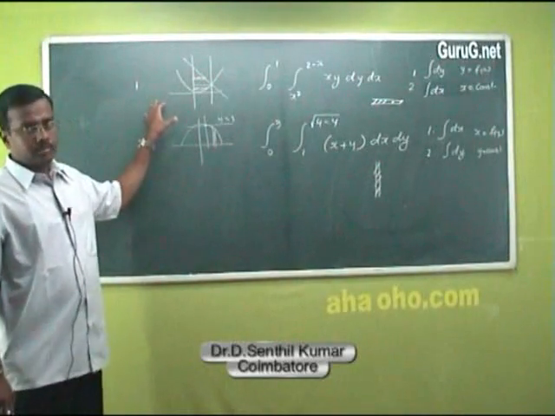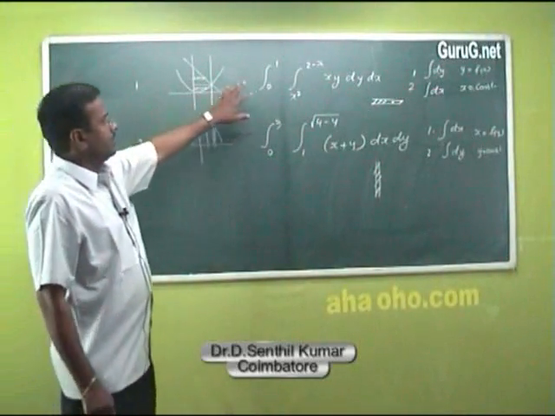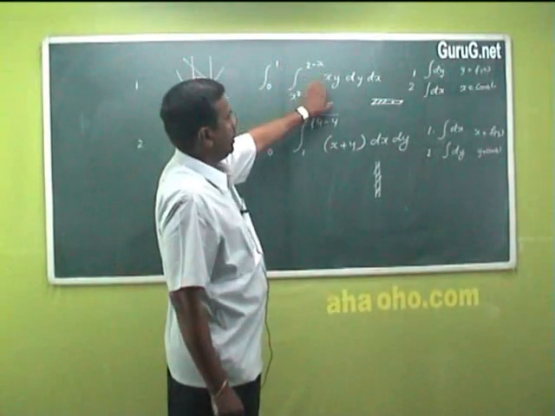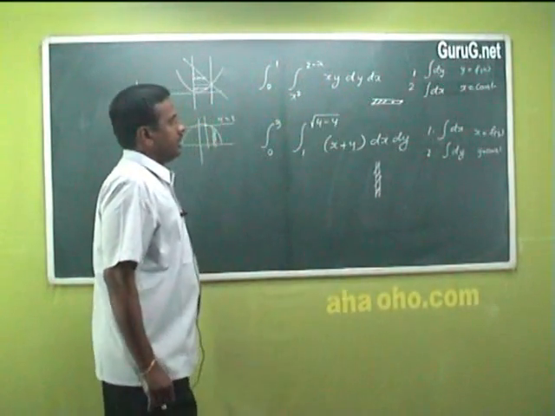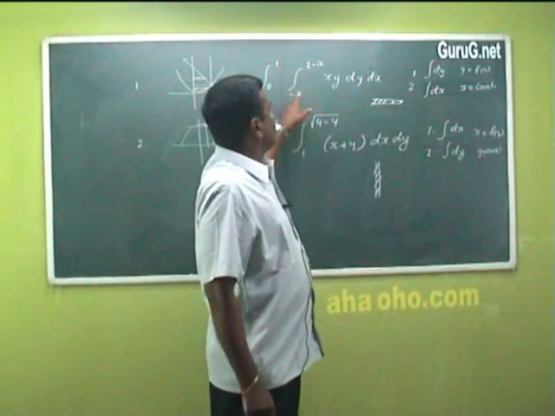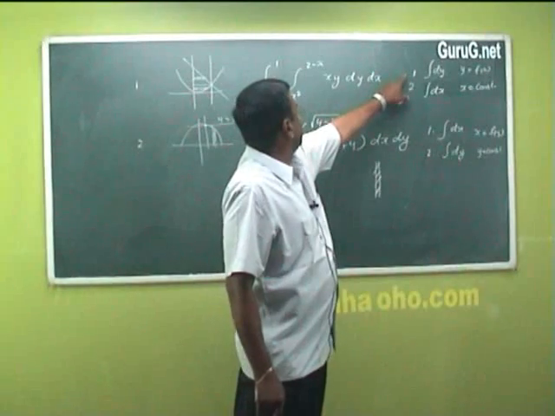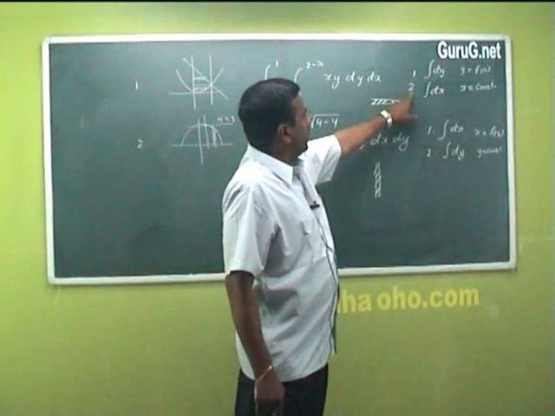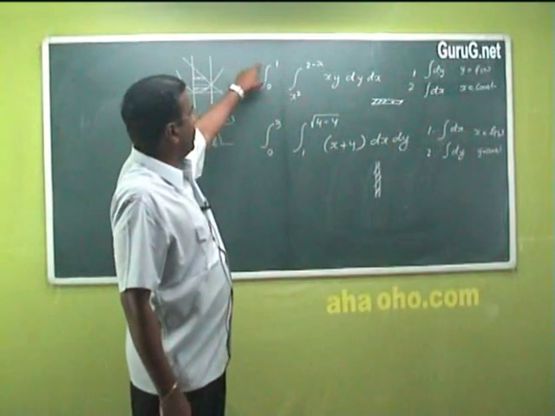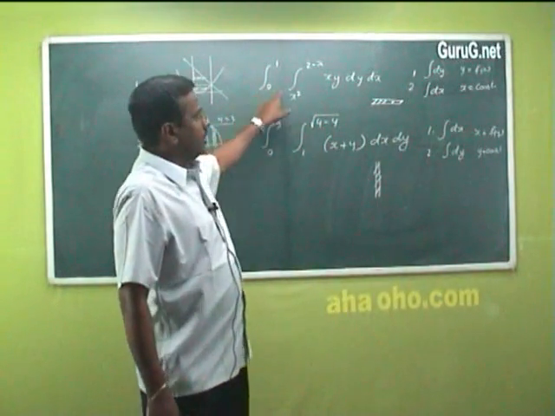We have completed two problems. The first problem is integral 0 to 1, integral x square to 2 minus x, xy, dy dx. Here the given order of integration is, first we have to integrate with respect to y, then we have to integrate with respect to x, because x limits are given in terms of constants.